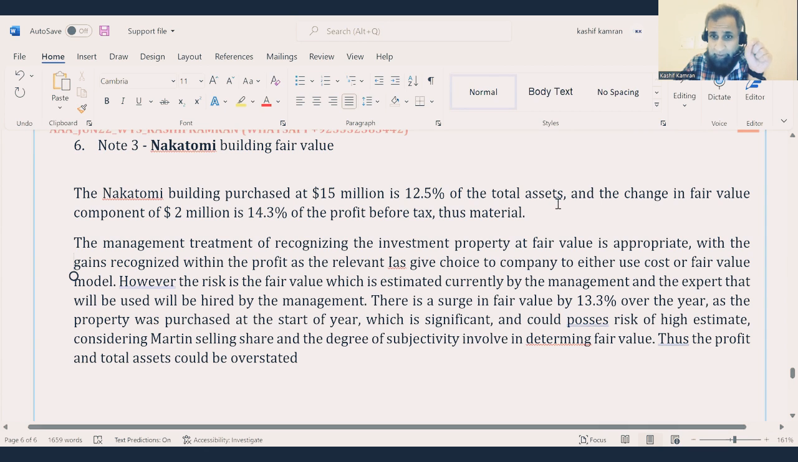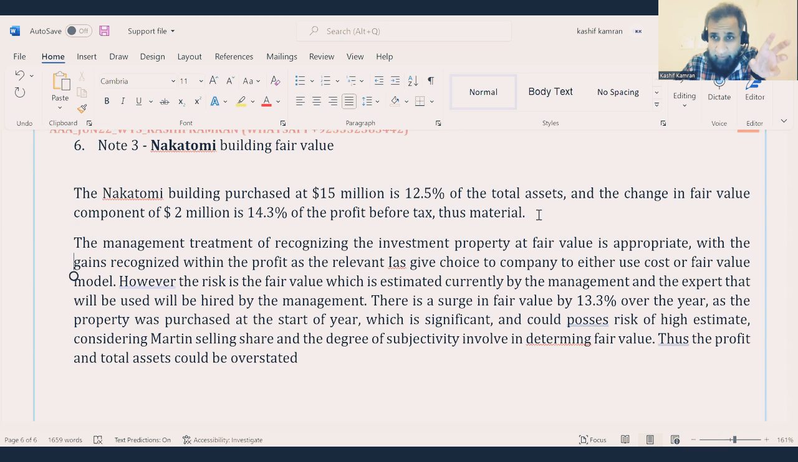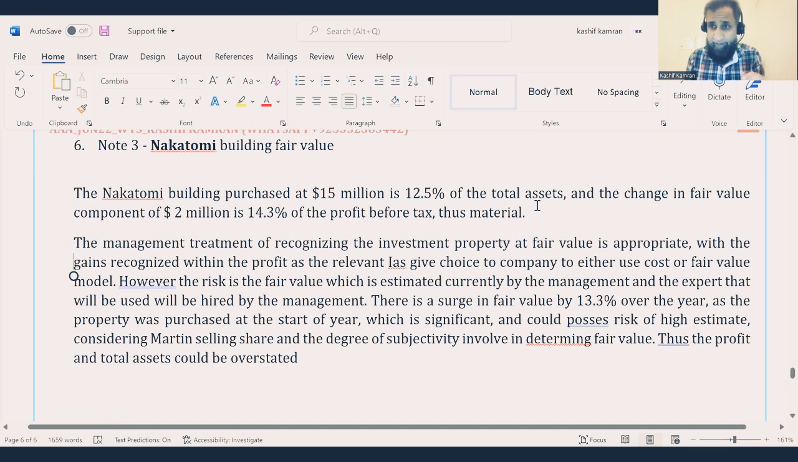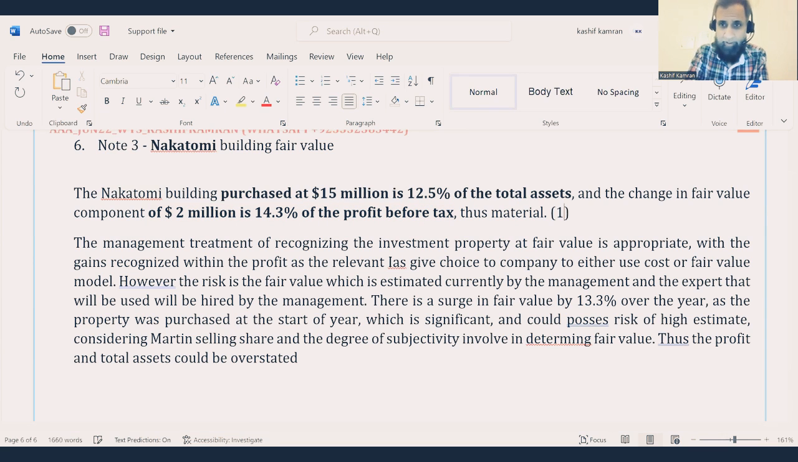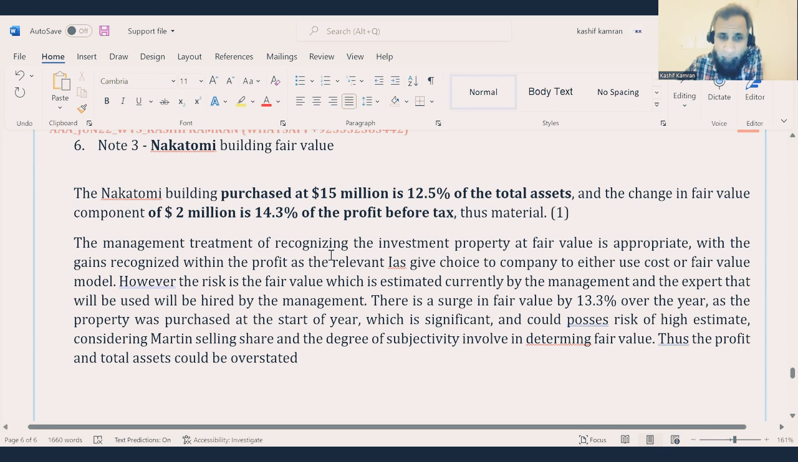That's material. You can calculate materiality on any one of them, but if you calculate on two of them, it's good because that demonstrates professionalism. Where possible, calculate on two. Where not possible, calculate on one. Over here, we are calculating the purchase at the total asset, and we are calculating the fair value at the profit. Thus, material. How many marks will you get here? 1 mark. Materiality. Move down.